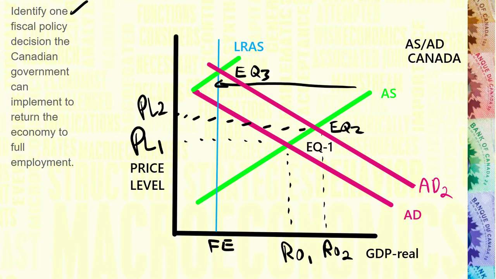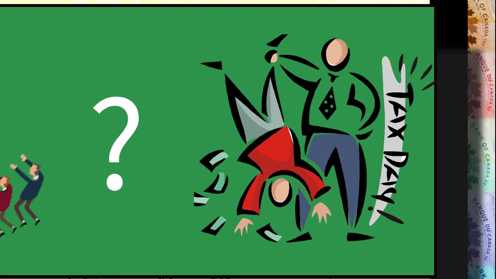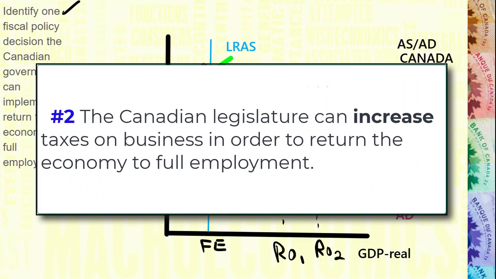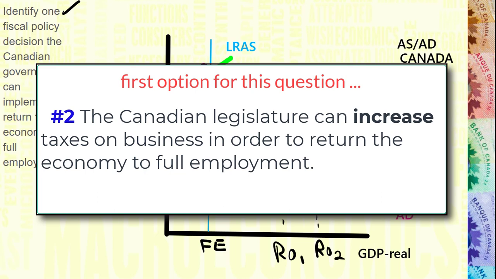What is more concrete to wrap your mind around? Subsidies or taxes? I'd say taxes. All you would have to do is say that the Canadian legislature can increase taxes on business in order to return the economy to full employment. This is not a graphing question. You don't have to show any of it. It's one that is written down, and we just nailed it.